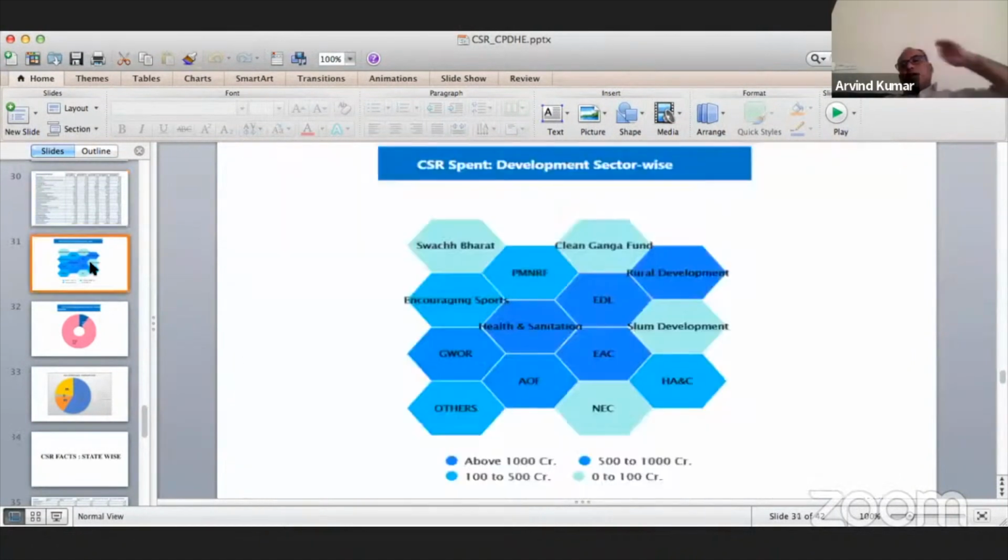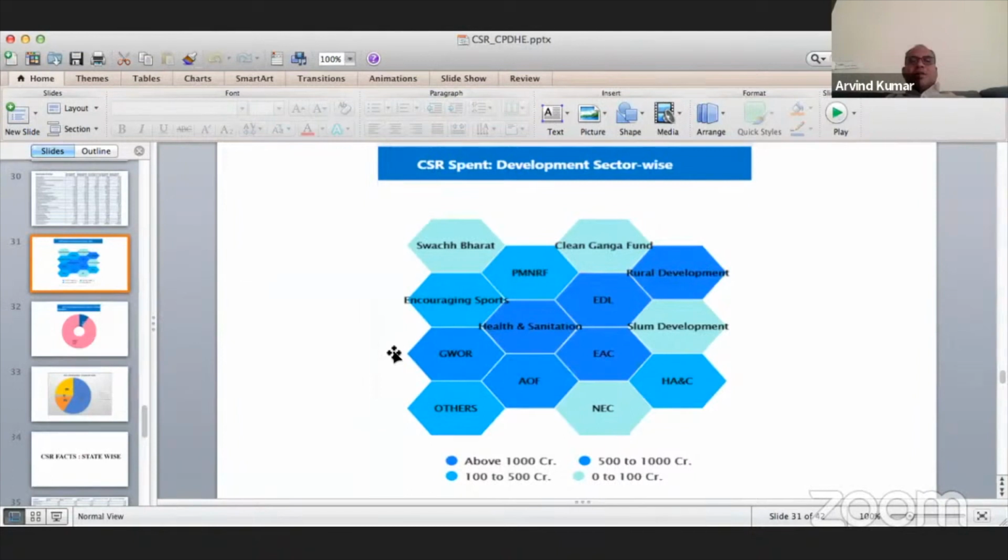The next slide is also talking about the sectors, though it can be done from the previous slide as well. Other areas include Swachh Bharat, Clean Ganga, rural development, slum development, education, development and livelihood projects, health and sanitation, and encouraging sports. This is also one of the areas.